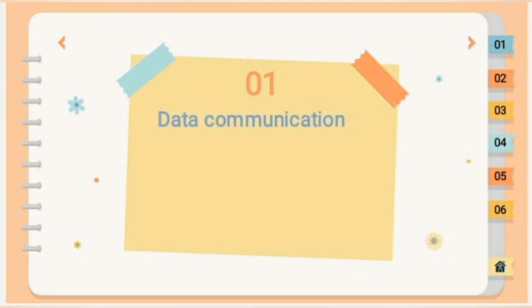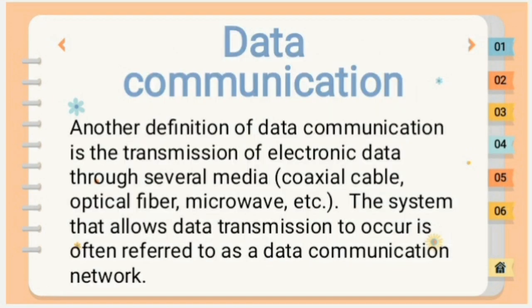Number 1. Data communication. Another definition of data communication is the transmission of electronic data through several media: coaxial cable, optical fiber, microwave, etc. The system that allows data transmission to occur is often referred to as a data communication network.